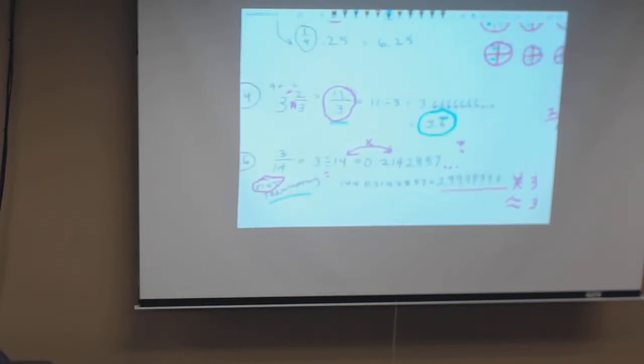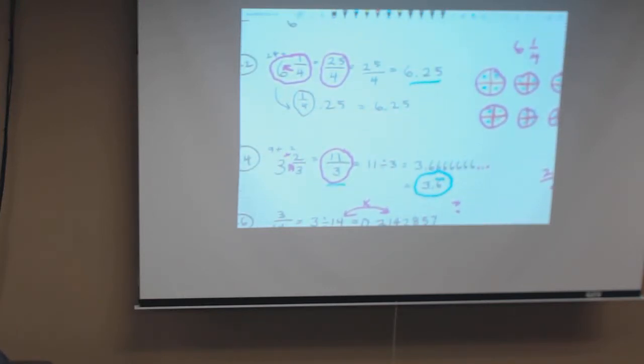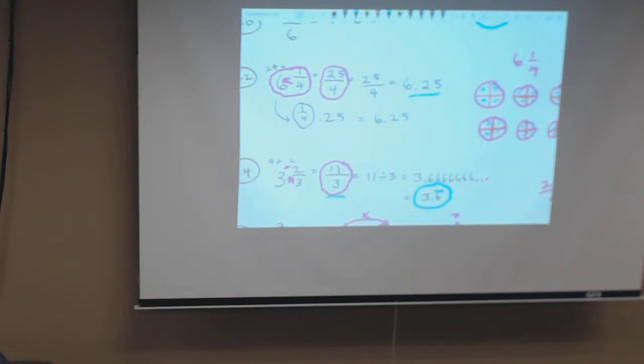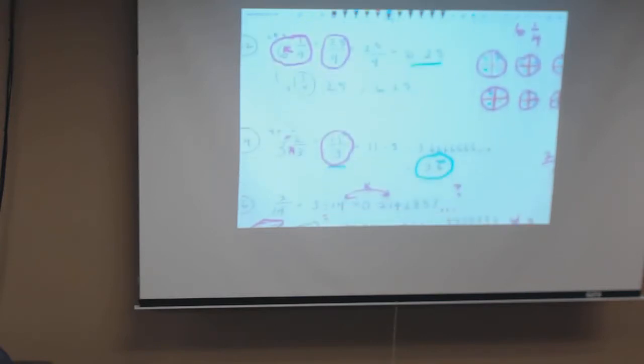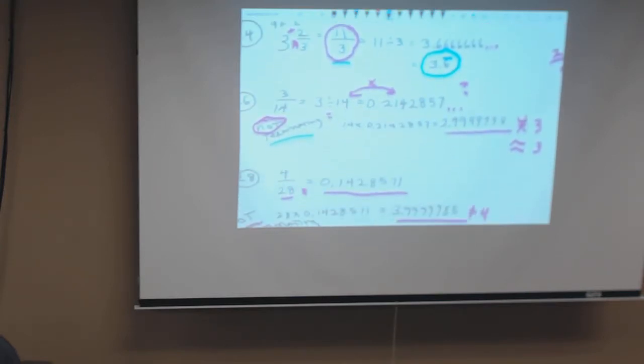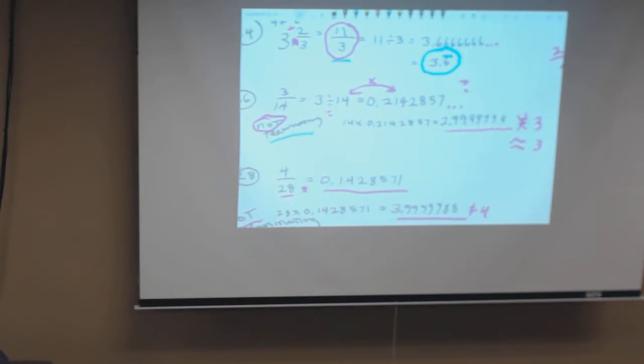Because up here, where it did terminate, if I take 6.25 times 4, I'm going to get 25. So that's how you can check it out if your calculator doesn't go far enough to find out what's going on.